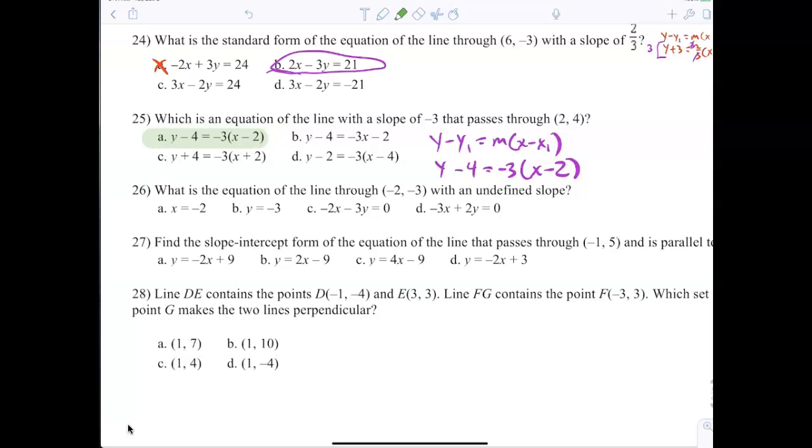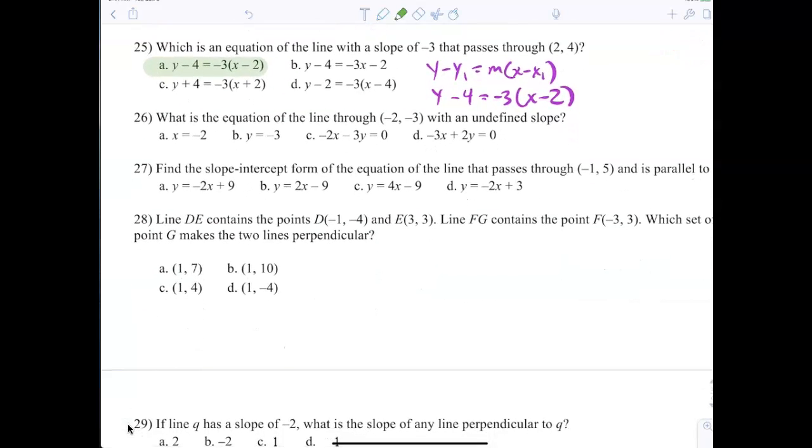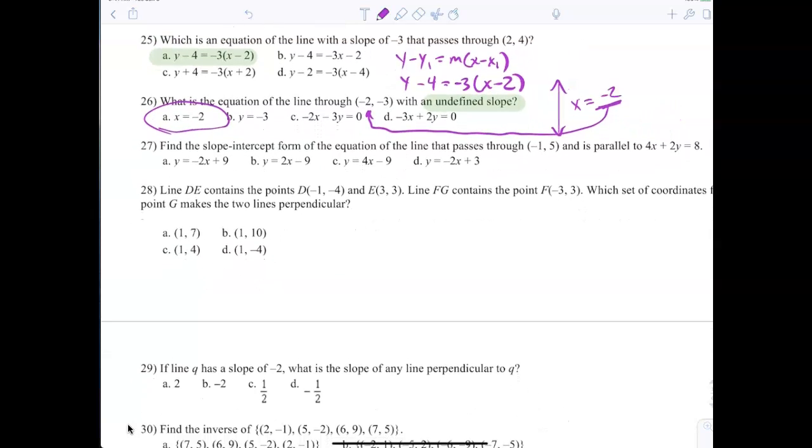All right, now the nice thing about question number 26, we've talked about it a bunch. Up at the beginning of this lesson, we talked about slope equals 0. Slope equals 0 is a horizontal line. When your slope is undefined, that means you are vertical. So your line has to be vertical. If your line is vertical, that means it passes through the x-axis. So it would just be x equals whatever the x-coordinate is. So x equals negative 2. That's simple.